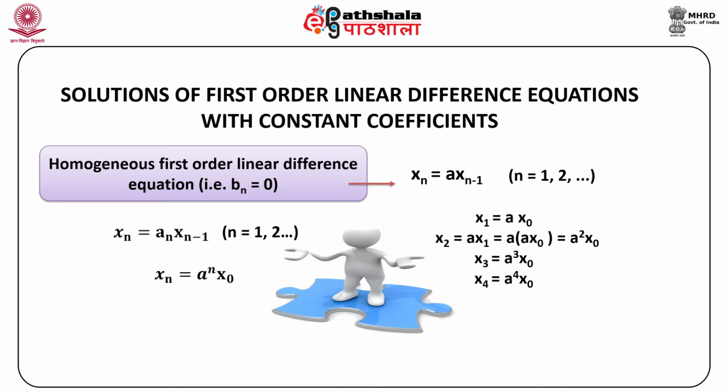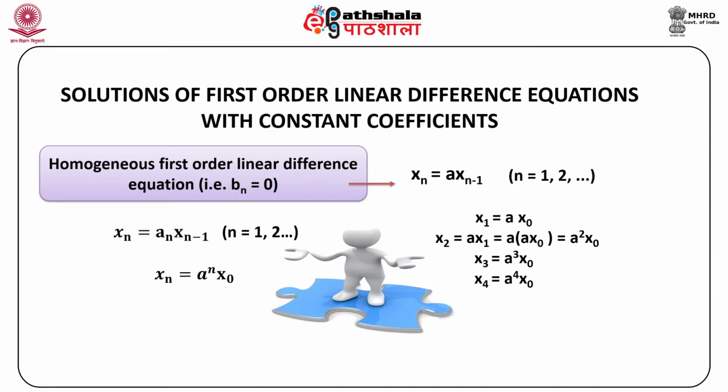Homogeneous first order linear difference equation, that is bn is equal to 0. The general homogeneous first order linear difference equation with constant coefficient is of the type xn is equal to a xn minus 1, n is equal to 1, 2, etc. Starting with given x0, it is possible to calculate xn for small n. Note that x1 is equal to a x0, x2 is equal to a x1, which is equal to a times a x0, which is equal to a squared x0.